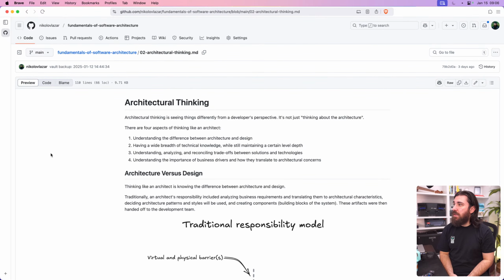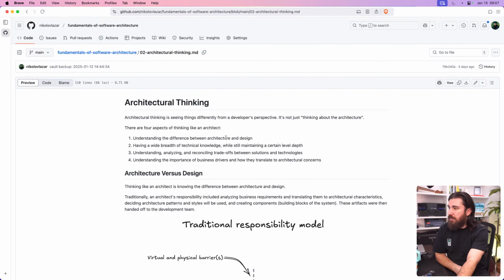This is chapter 2 of the Fundamentals of Software Architecture book. It is titled Architectural Thinking, and architectural thinking is seeing things differently from a developer's perspective. It's not just thinking about how I am going to connect these two services or these multiple services, or whether we are going serverless or VPS, etc. It's not just thinking about the structure. There's more to it. There are 4 aspects of thinking like an architect. First is understanding the difference between architecture and design.